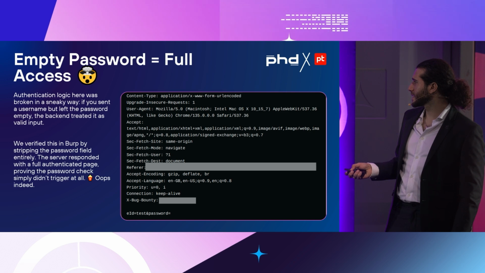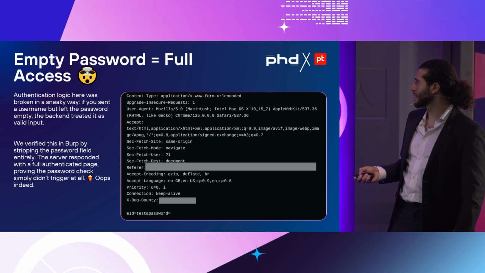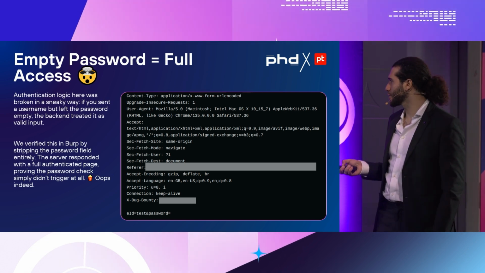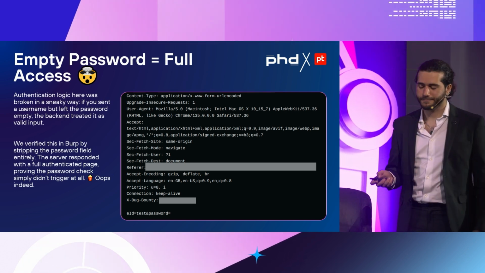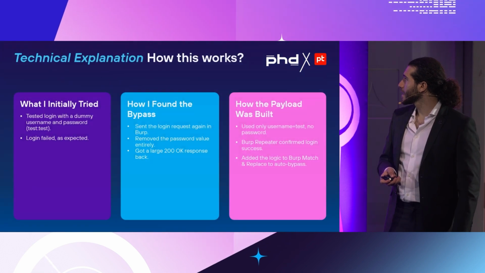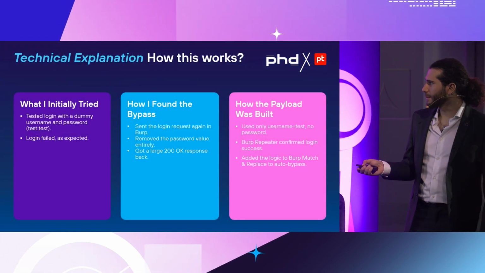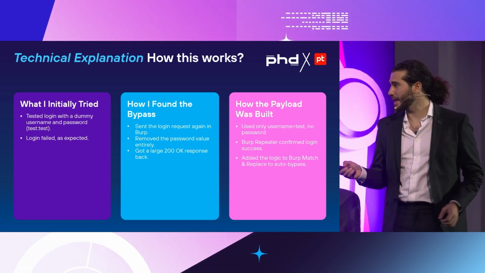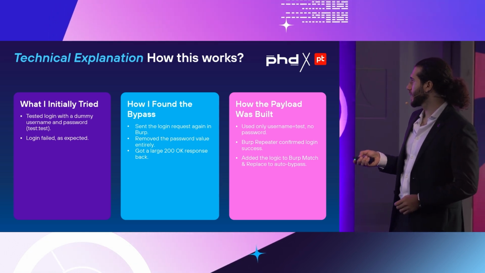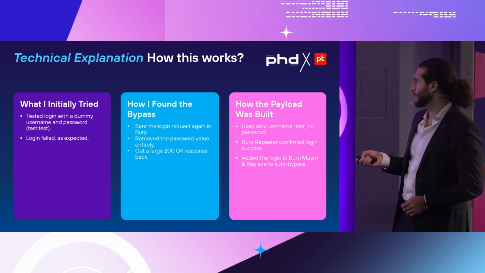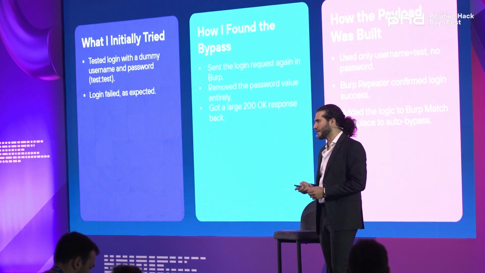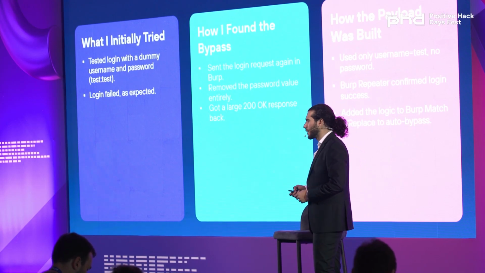So we verified this in Burp Suite by stripping the password field entirely. The server responded with a full authenticated page, proving the password check simply didn't trigger at all. And so we have tried a dummy password, SQL injection, trying to bypass the authentication flow and other things. Nothing worked, but once we send the login request again in Burp and remove the password value, we got a large 200 OK, which actually proved that we got access to the application without actually having any specific account that was needed to log in.